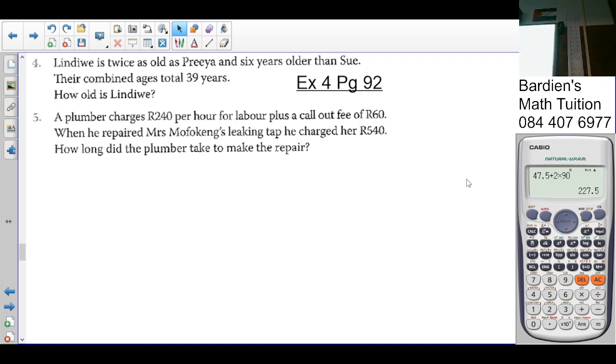Ndiwe is twice as old as Priya. So we have Ndiwe, we have Priya, and we have Sue. Ndiwe is twice as old as Priya. Between the two, who's younger? Priya. So Ndiwe is twice as old as Priya and 6 years older than Sue. Between Ndiwe and Sue, who's older? Ndiwe.